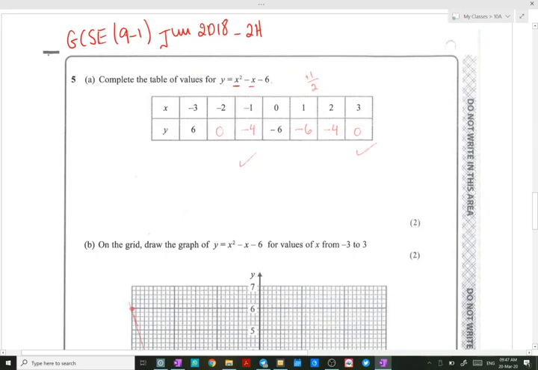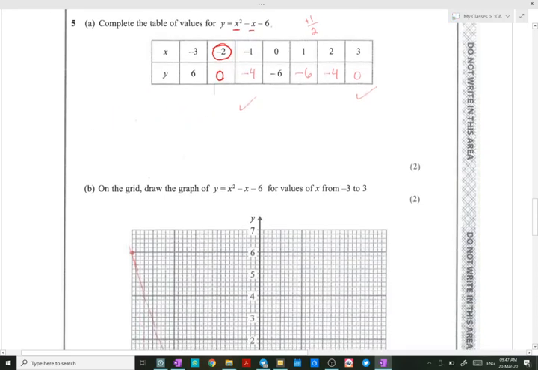And you can use your calculator because it's a 2H paper. So let's write the first one. Y is equal to, I'm choosing minus 2 squared. You have to keep the brackets, so minus 2 is inside the brackets, and then you raise it to the power 2, minus 2, minus 6. Evaluating it, you will get 0. So the same thing you do for the rest, and these are the numbers that you're going to get.